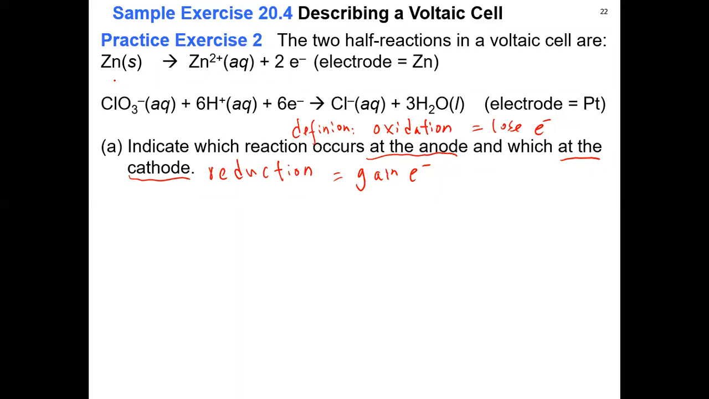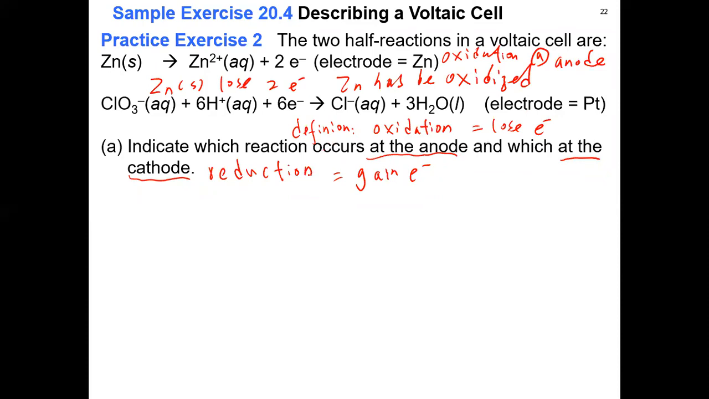In the first reaction, zinc solid becomes zinc 2 plus ion and produces 2 electrons. That means zinc solid lost 2 electrons. Therefore, zinc has been oxidized. So this half reaction is oxidation, and we know oxidation is at the so-called anode.